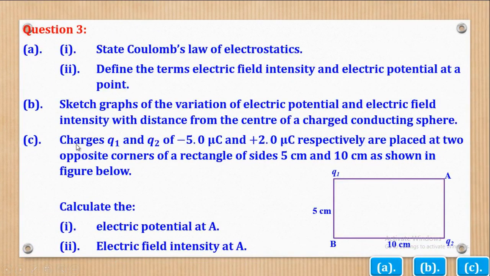So part C says charges Q1 and Q2 of negative 5.0 microcoulomb and positive 2.0 microcoulomb respectively are placed at 2 opposite corners of a rectangle of sides 5 cm and 10 cm as shown in the figure below. So this is Q1 and this is Q2. Then they said calculate Roman 1 the electric potential at A and Roman 2 the electric field intensity at A.